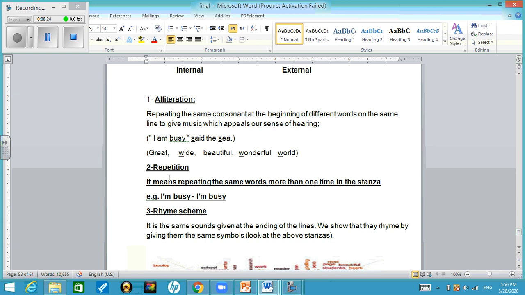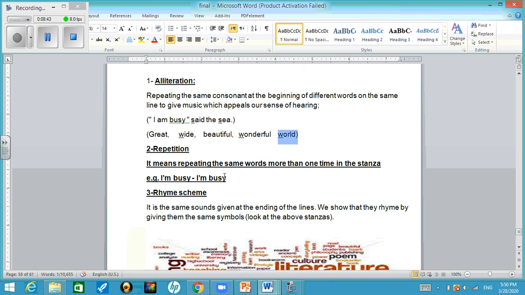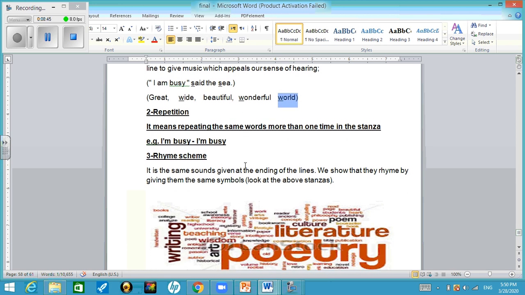We have great, wide, beautiful, wonderful, and word. So here we're choosing only the words that have the same consonant letter at the beginning of the word. Like wide, we have W. Like wonderful, we have W. And like word, we have W as well. Okay, next.